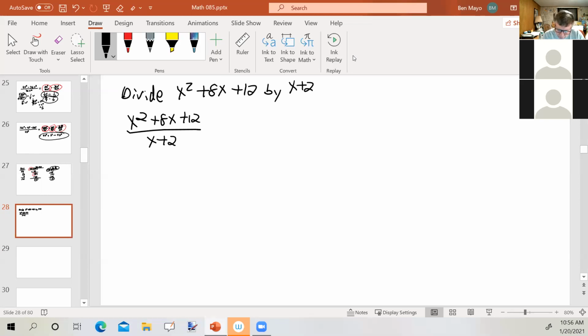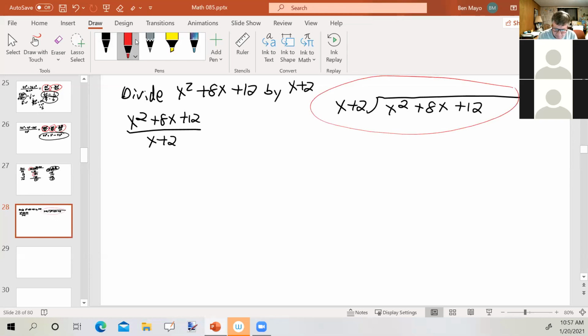The long division form of writing that would look like this. We'd have x plus 2 outside and x squared plus 8x plus 12 inside. Now, up till now, this morning, we were dividing first a monomial by a monomial, then a polynomial by a monomial. That's when we split it up into separate terms. But when we're doing a polynomial by a polynomial, that's when we use this long division form here, okay?